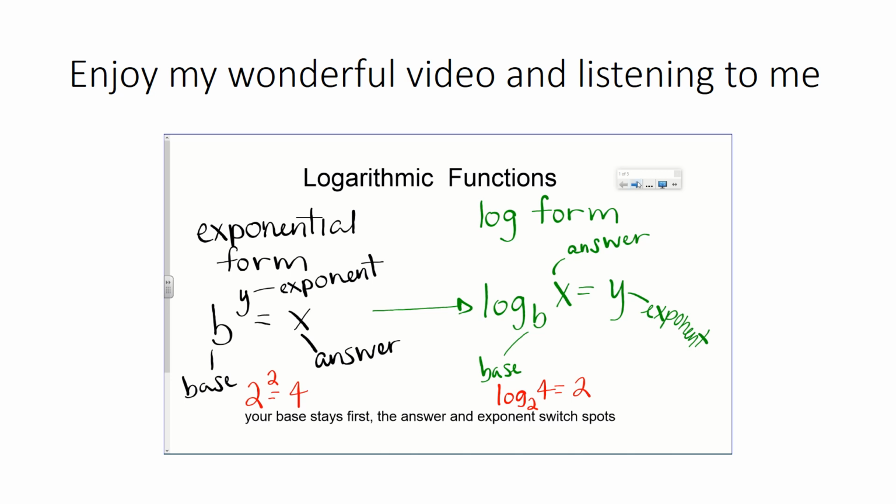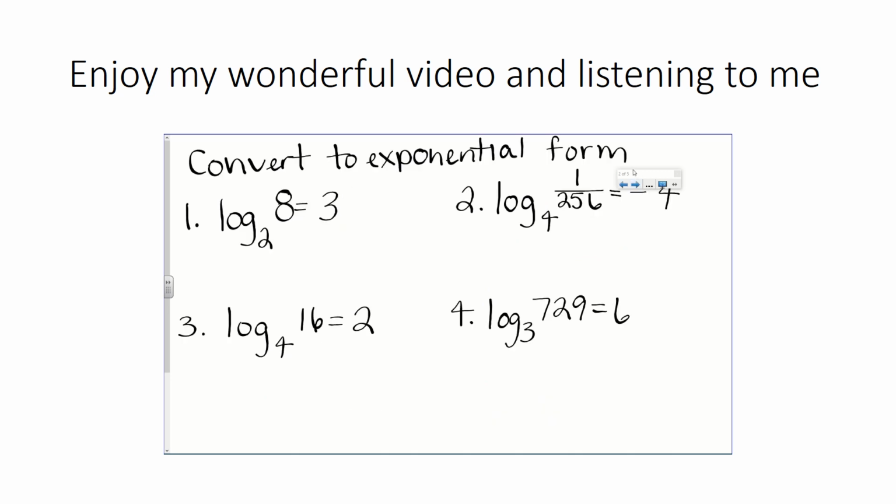Okay, so let's do some problems together. All right, so I've given you log form, and I want to convert to exponential form. So I no longer need the word log in my answer because I'm going to write it the way you're used to seeing it. My base stays the same, so that's the 2. The 8 and the 3 simply switch spots. The 3 becomes my exponent, 8 becomes my answer. And that is my exponent form, so that's all I have to do.